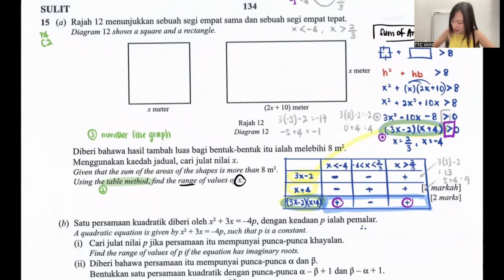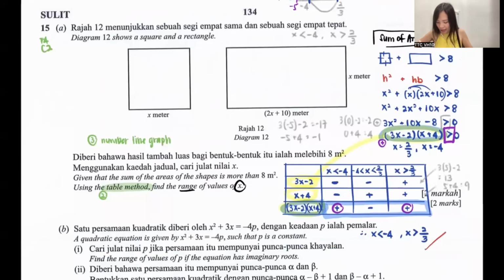So the left side one answer is what? X smaller than negative 4. Don't ask me, teacher, how do you know? Hello, the left side one, your title is X smaller than negative 4. That means X smaller than negative 4. Then for the right side one, the positive is X bigger than 2 over 3. Just like that. Remember the table together with the answer is 1 mark.